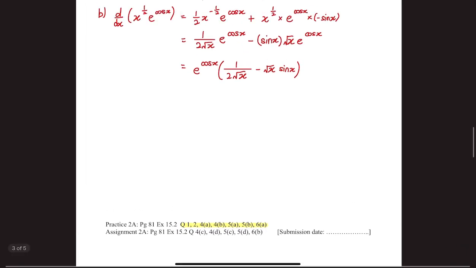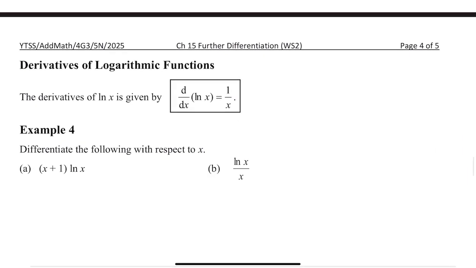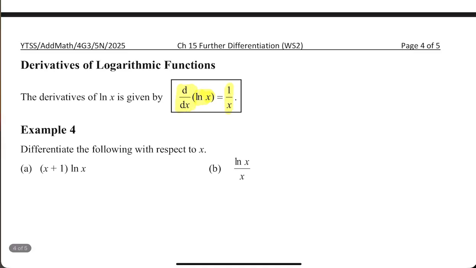Okay, so now I'll just move on to the next part over here, differentiating logarithmic functions. In order to give you a better example of that, I will show you another quick video to understand why when I differentiate ln x, I will get this expression here, 1 over x. Okay, so let me go to the short video now.